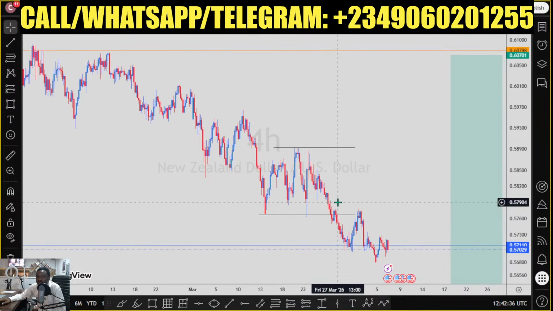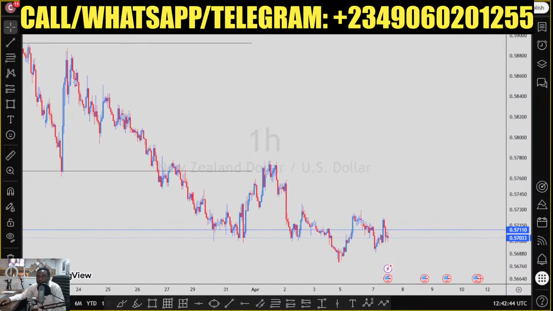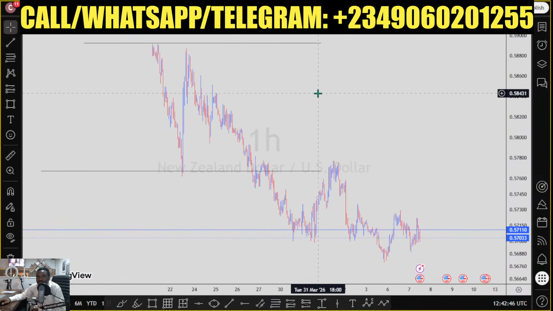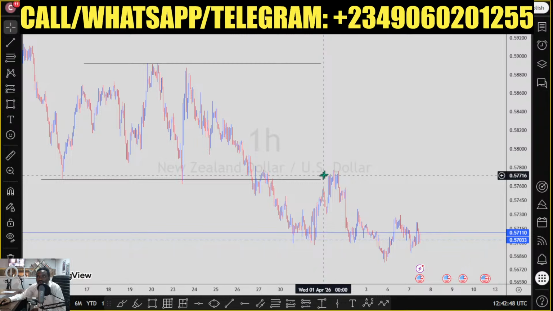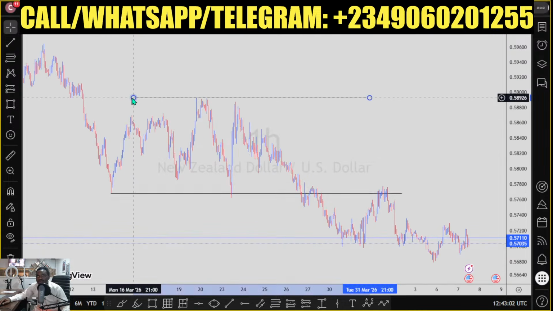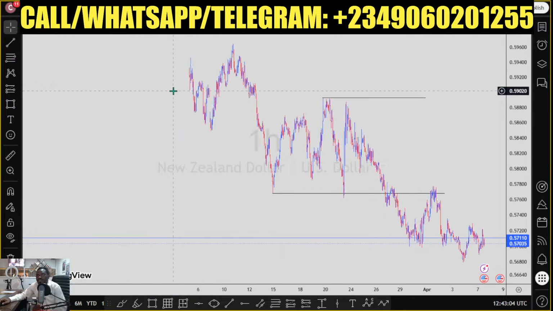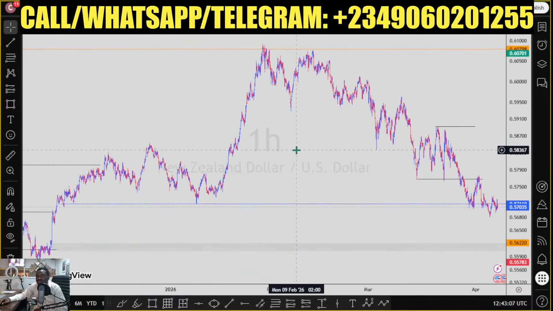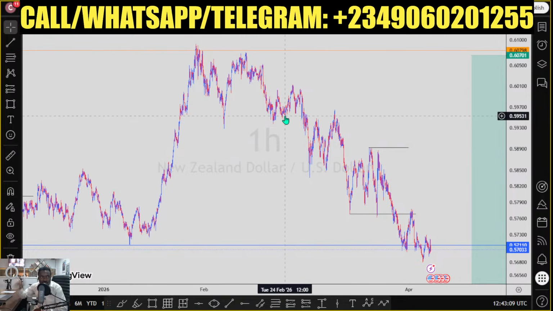So the market is still bearish on New Zealand USD. Now let's go to the 1-hour chart to see internal flows. On the 1-hour chart, what can we see? We are still seeing an aggressive bearish swing. Now let's zoom out and see what is going on on the 1-hour chart.